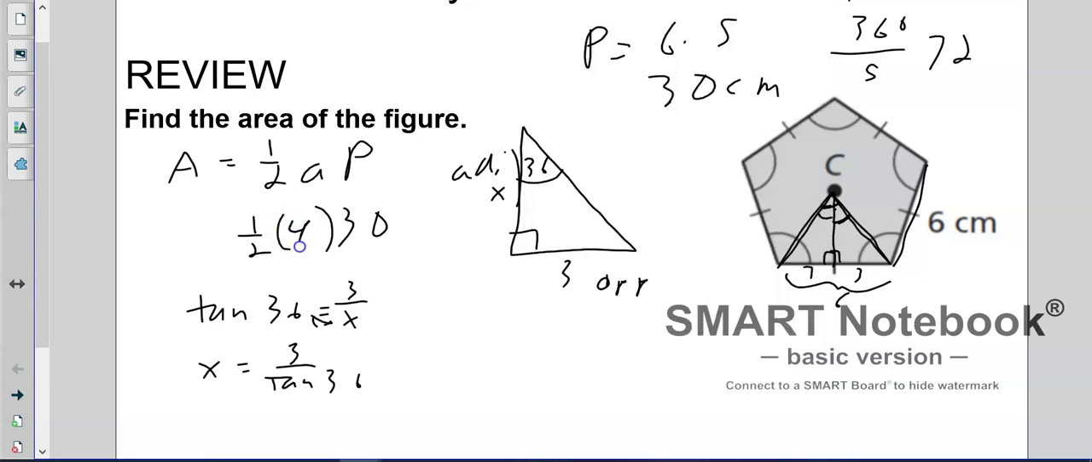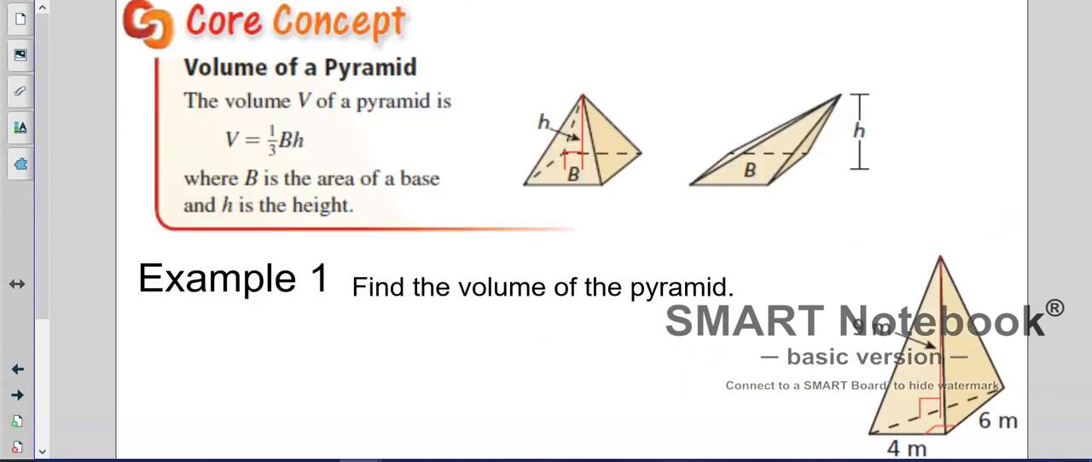So that's the number that goes up here, 4.13. That looks horrible, so let's fix that. 1, 3. Still not great, but you get the gist. All right, and if we take 4.13 times 1/2 times 30, we get area equals 61.95 square centimeters. All right, just a little bit of trigonometry review there.